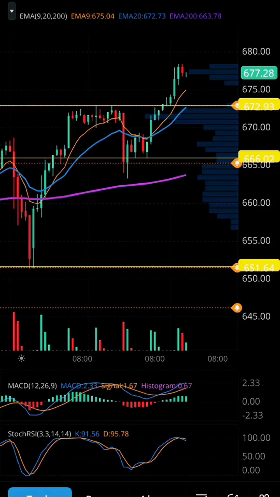The purple line is the 200 EMA. The purple line is the 200 EMA. What's the vertical bars indicator? That is the volume.